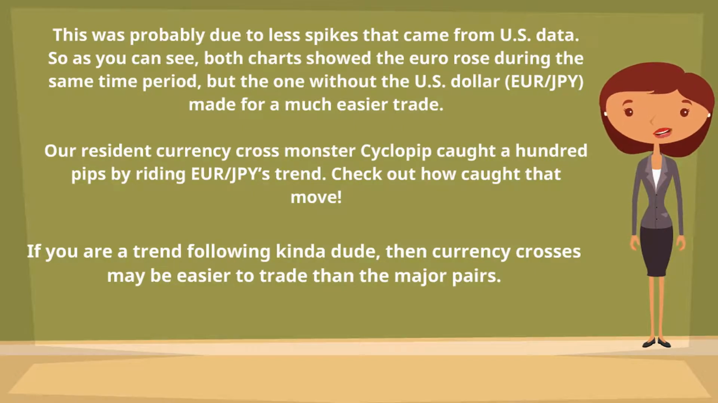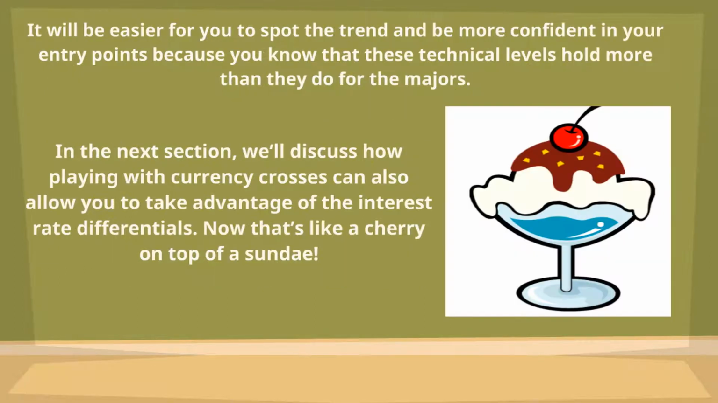Our resident currency cross monster Cyclopip caught 100 pips by riding euro to Japanese yen's trend. Check out how he caught that move. If you're a trend following kinda dude, then currency crosses may be easier to trade than the major pairs. It will be easier for you to spot the trend and be more confident in your entry points because you know that these technical levels hold more than they do for the majors. In the next section, we'll discuss how playing with currency crosses can also allow you to take advantage of the interest rate differentials. Now that's like a cherry on top of a sundae.